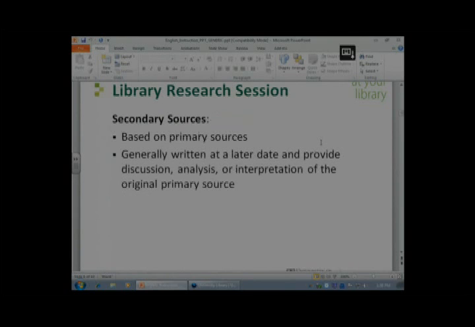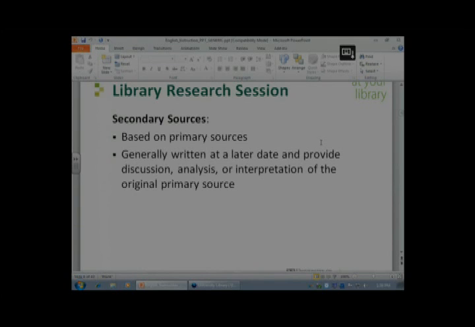Secondary sources, think in terms quite simply of them being based on primary sources largely. Again, if you write an autobiography and I use it as partial material for a larger biography, that I'm also using other people's words about you, other sources about you to write, then your primary source is helping me to write my secondary biography about you. Generally written at a later date, discussion, analysis, or interpretation of the original primary source.